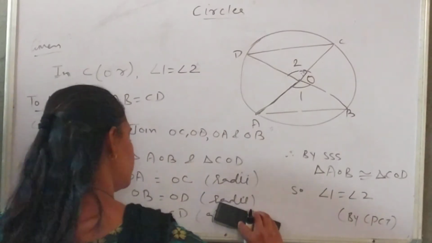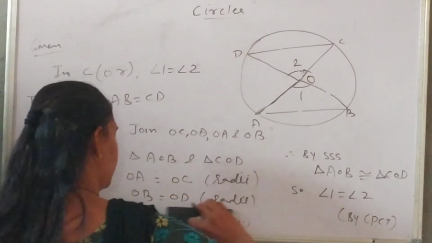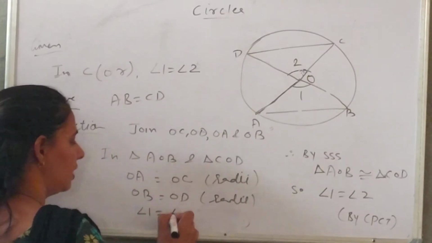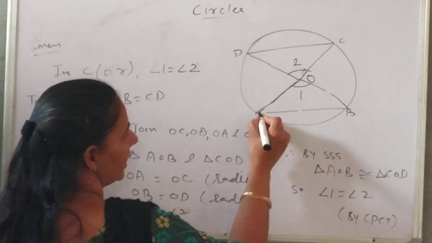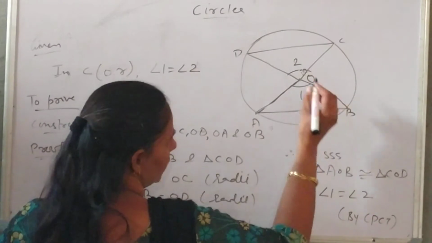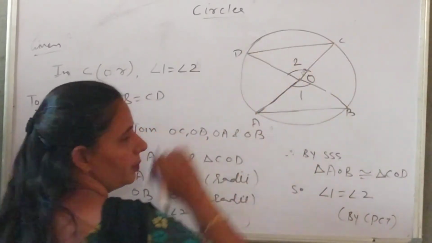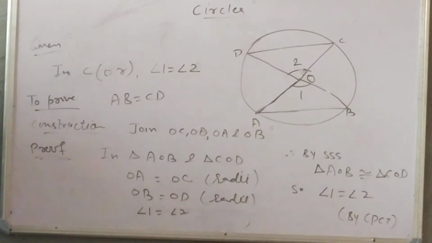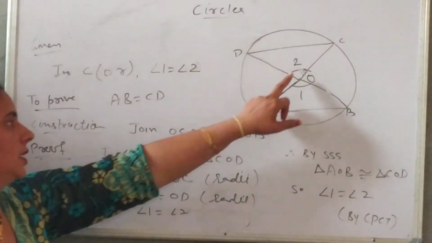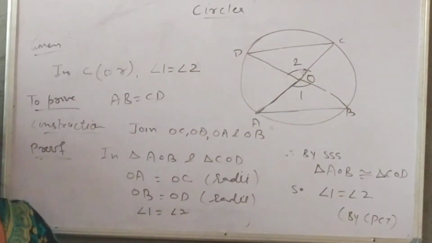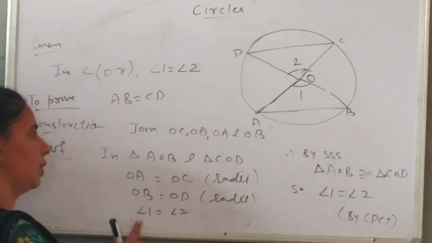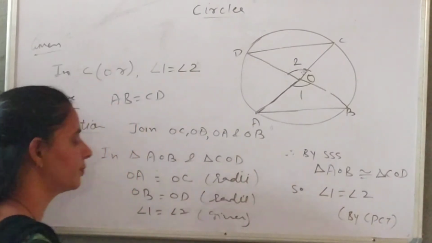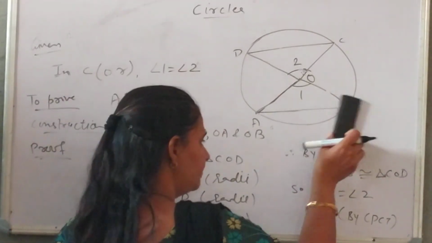And third we are given angles subtended by the chords are equal. Angle 1 is subtended by chord AB and angle 2 is subtended by chord CD. ये given है. If angles subtended by the chords at the center are equal, then prove that chords are equal. So angle 1 and angle 2 are equal. This is given. Now by which criteria?